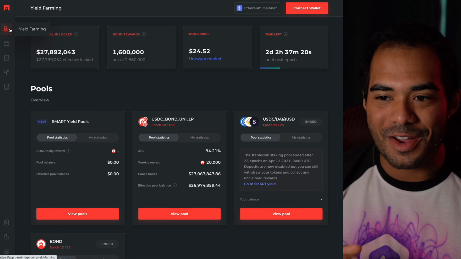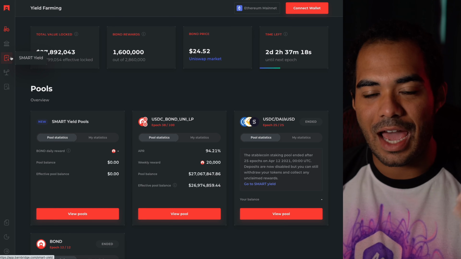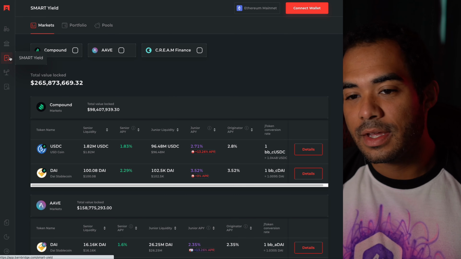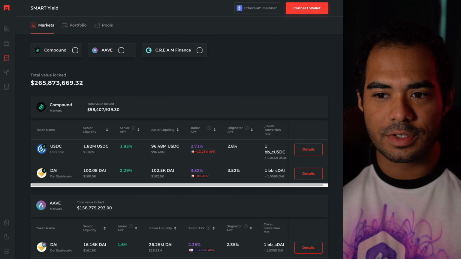Now you may be asking yourself, Hunter, how the hell is BarnBridge going to operate with only one pool? Well, believe it or not, that one pool is not one of their main products. We're going to get into the main product right now, and that's going to be Smart Yield. So in Smart Yield, and as you can see, this is the tab underneath the yield farming one, there are two types of pools you can choose when using BarnBridge. I'm not going to call it a pool. I think it's technically called a tranche.